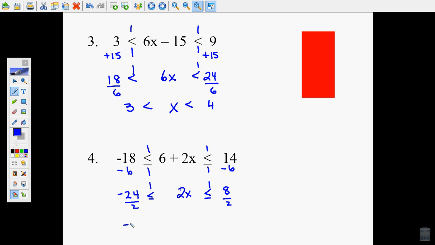Negative 24 divided by 2 is negative 12. x is in the middle. 8 divided by 2 is 4. And those inequality signs, we didn't multiply or divide by a negative, so they're still the same as what they were to start with. Negative 12 less than or equal to x less than or equal to 4.